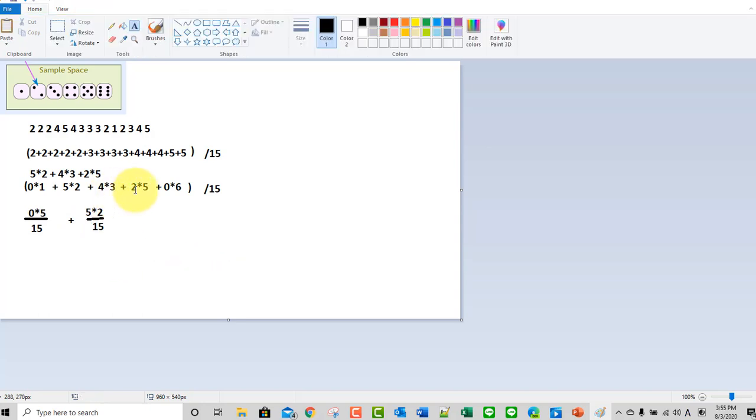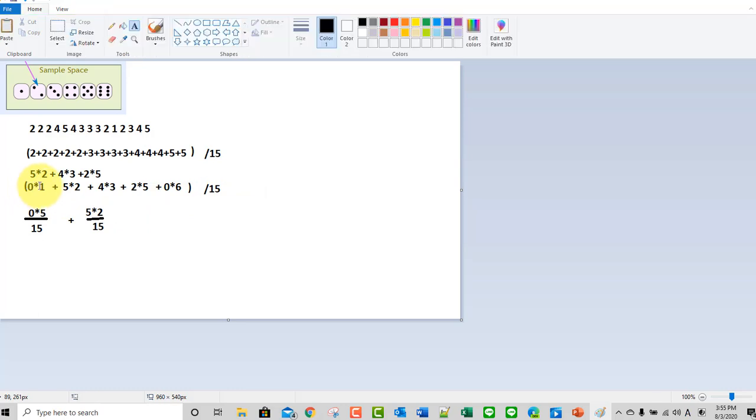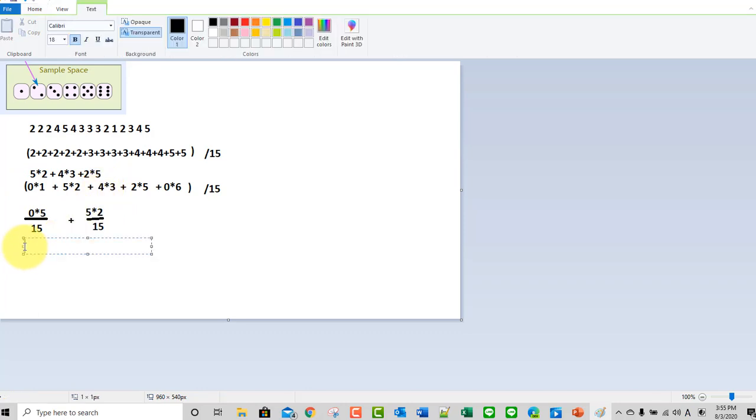And then I could do the same thing with this term and this term and this term and all of them. So it's going to be this divided by 15, this divided by 15, this divided by 15, this divided by 15, and this divided by 15. So I don't want to write all that out, but it's going to be like that. Okay, then this was the number of times that I got a 1. This was the number of times I got a 2. This was the number of times I got a 3. So I could pull those out. So I could do it like this.